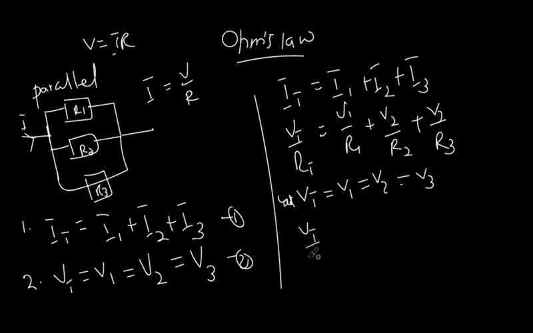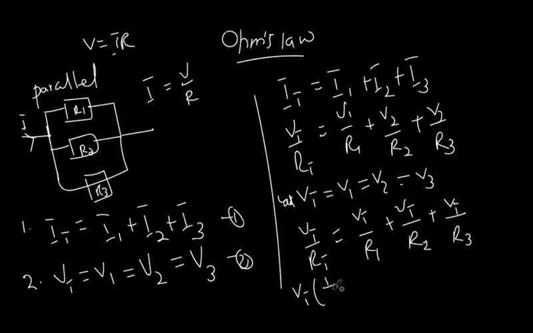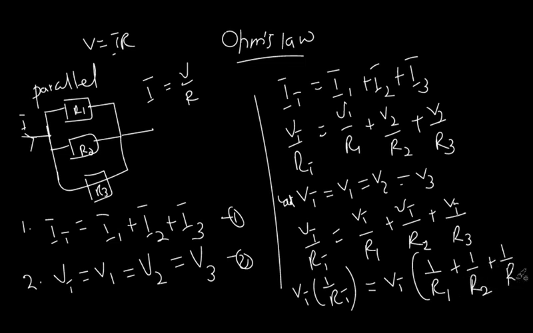V total over what? RT is equal to what? V total over R1 plus V total over R2 plus V total over R3. Now we factorize out the V total, okay? So we will have V total into bracket 1 over R total, which is the same as what we have over here, is equal to V total into bracket 1 over R1 plus 1 over R2 plus 1 over R3.